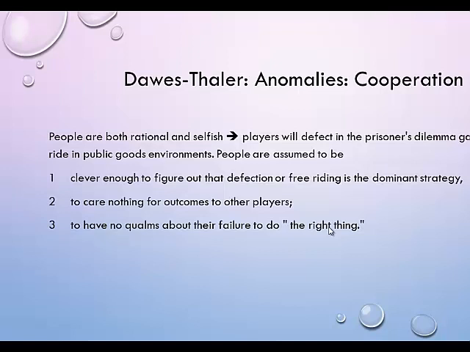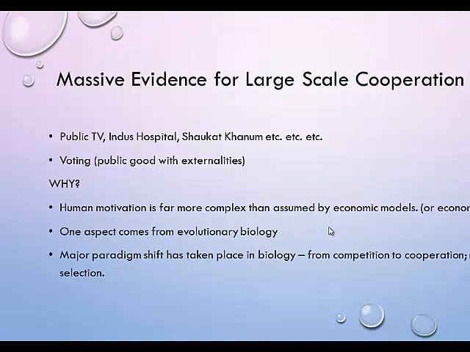So all of these three assumptions about human behavior are wrong, and that is why economists don't predict the outcomes of games correctly. There is massive evidence for large-scale cooperation and trust. There is public TV, which is funded by public contributions. In Pakistan, we have Indus Hospital, Shaukat Khanam, and many, many hospitals running purely by zakat, by donations, which have no personal benefit to the person who is doing it.